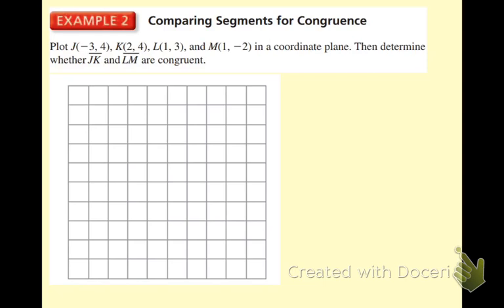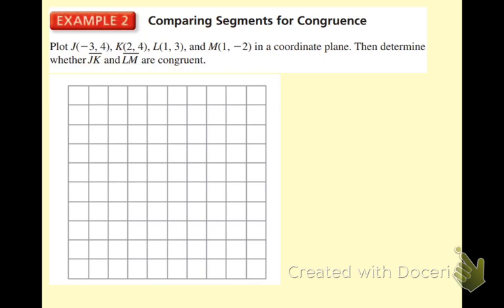This is your first example. It is on the last page. So last time you have to flip back and forth on these notes. So sorry. It is what it is. It says plot J, K, L, and M in a coordinate plane. Then determine whether JK and LM are congruent.